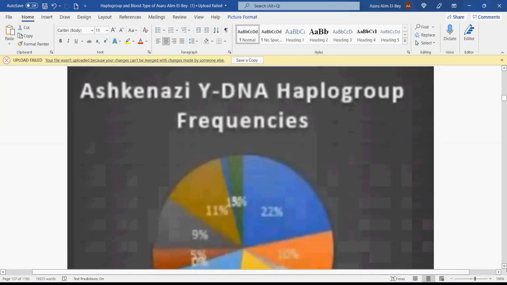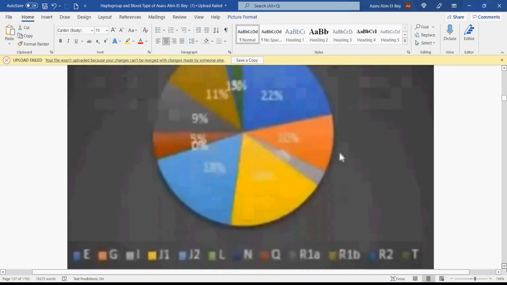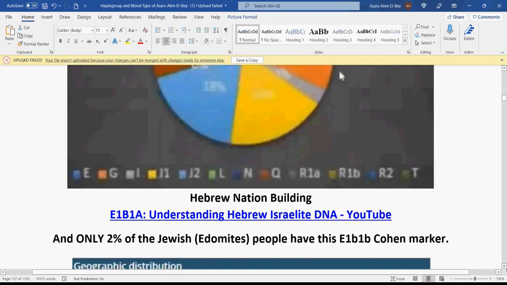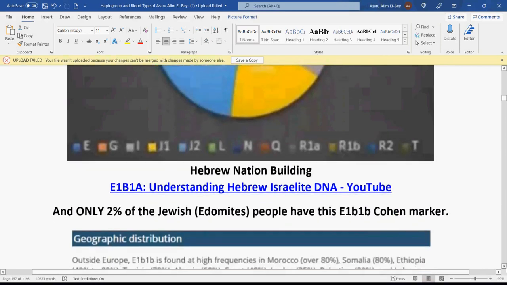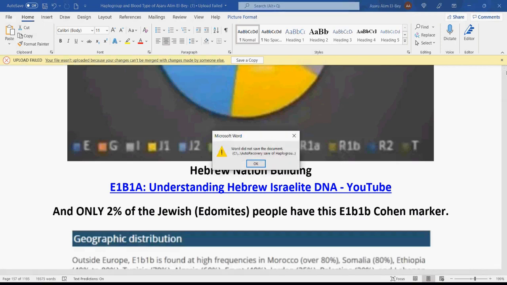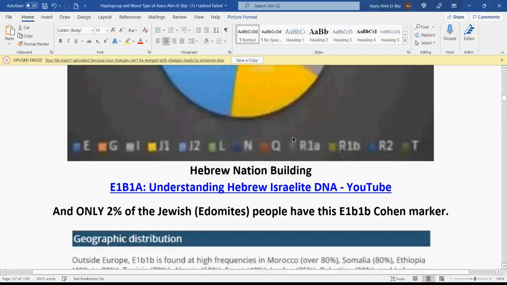The Ashkenazi Y DNA haplogroup frequency, the largest frequency, is E1B1B. Right next is J2. And out of the 22% of the Ashkenazis who have E1B1B markers, only 2% of them, the Jewish, who is Edomite people, have the E1B1B Cohen marker.